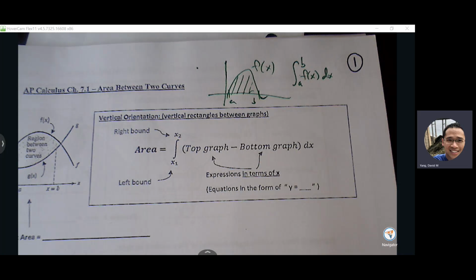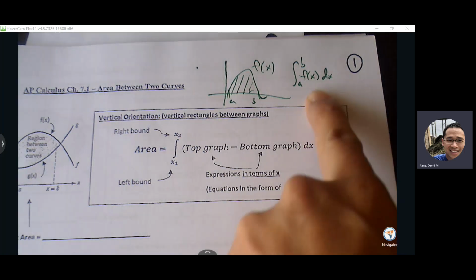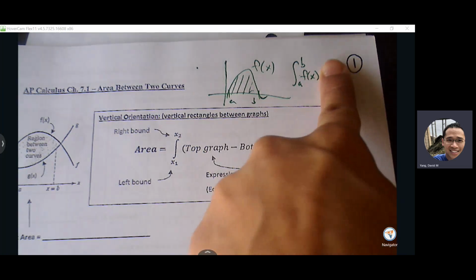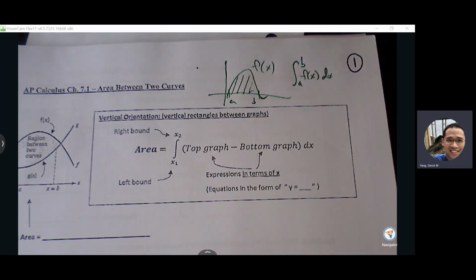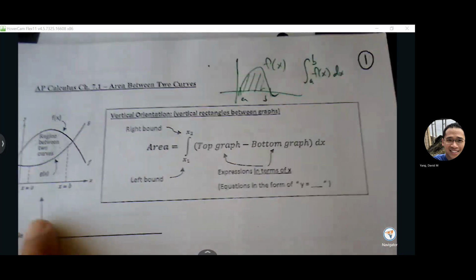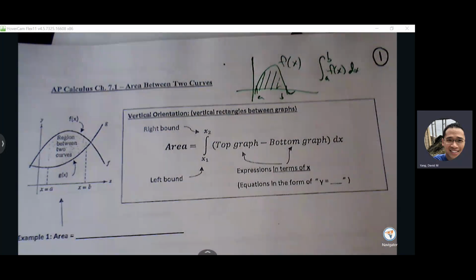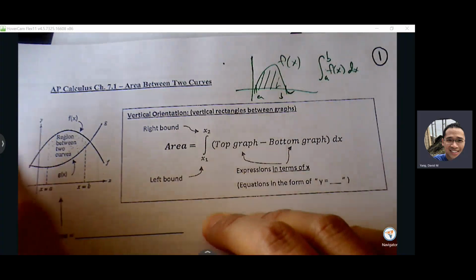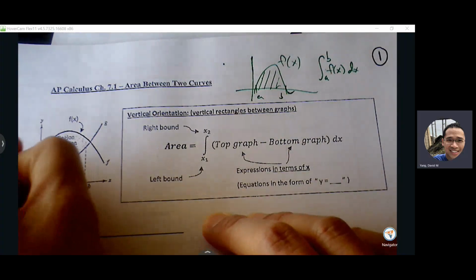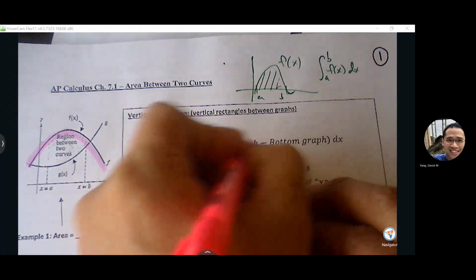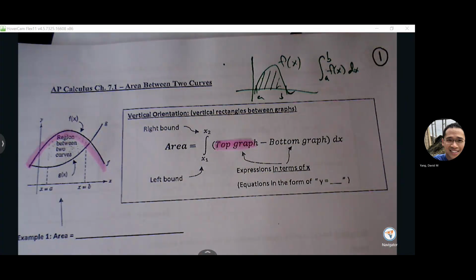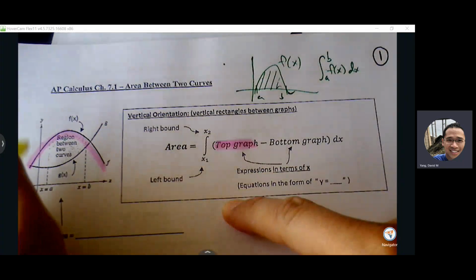So really, I just want you guys to consider that we've been doing it the whole time. We've just been leaving out the bottom graph, but now we're going to be extending that into a minus a bottom graph. So I'll just highlight the top and bottom graph, which are pretty easy to see here. The top graph is the one that is visually higher than the other. And the bottom graph is the one that's visually lower.